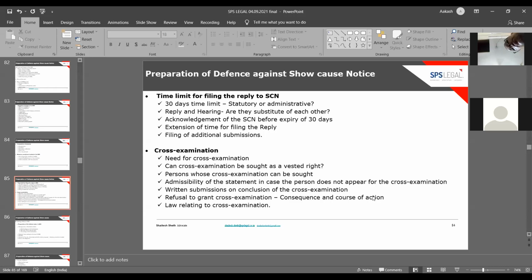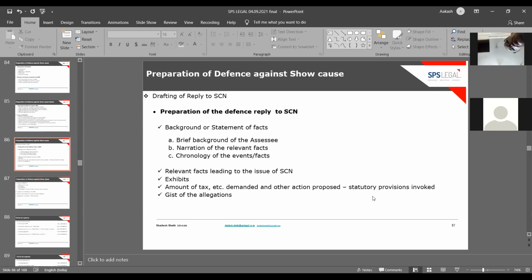Well-settled law is there on cross-examination, and I'm not going into the details because I have a lot to cover, but I'm not going to rush, friend. If I cannot cover certain aspects of the appeals, I will not rush myself. Maybe, if it is deemed feasible and possible, I can continue with that in some other session. Then, drafting of the reply to the show cause notice: brief background, narration.